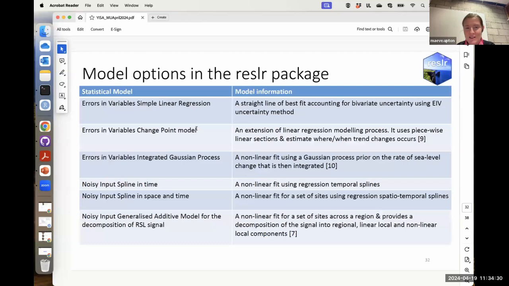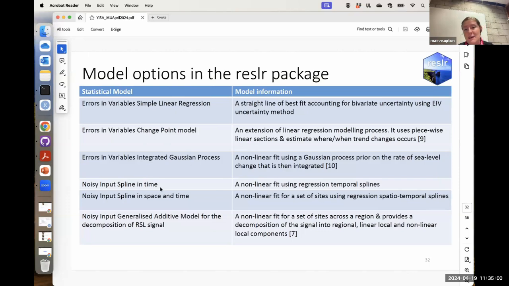But just to give a sense of all the different options that we give within the package, we have a simple linear regression if you want to just look at rates at a specific location. We have a change point model, which identifies where trends change and looks at how rates vary above and below change points. Change points are very interesting at the moment because they are used in lots of different areas, like temperature, and also in ocean dynamics. It's coming into play with tipping points.